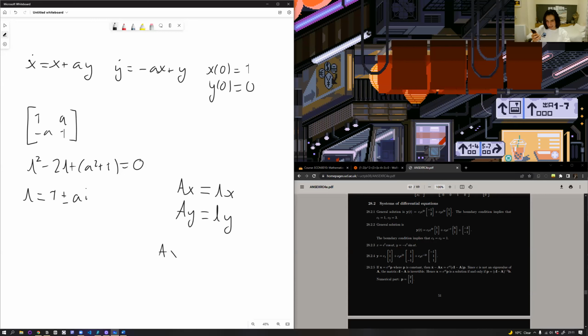All right. So AX is equal to 1 plus AI X. AY is equal to 1 minus AI Y. What is going on? I'm trying to read, I can't read this. Is this that? What is happening?